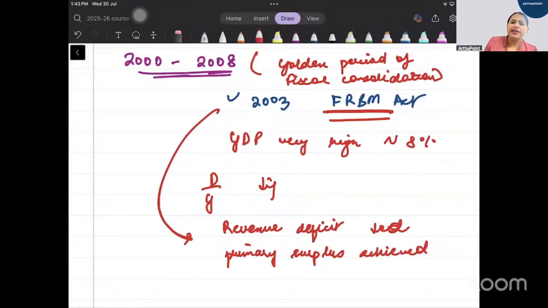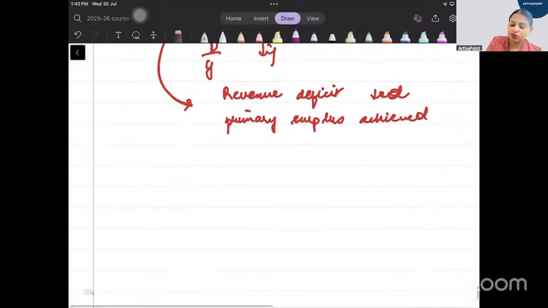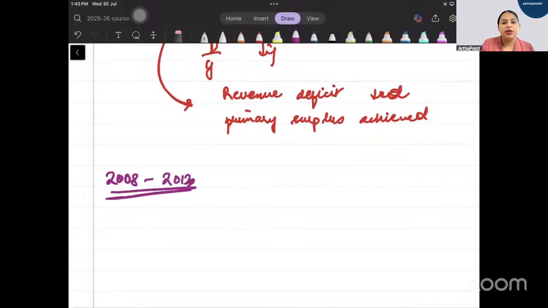Then we had the period of 2008 to 2013. This was the period of the global financial crisis.